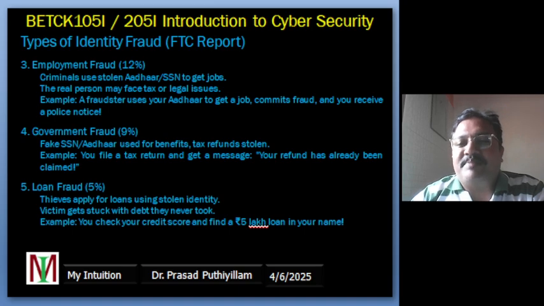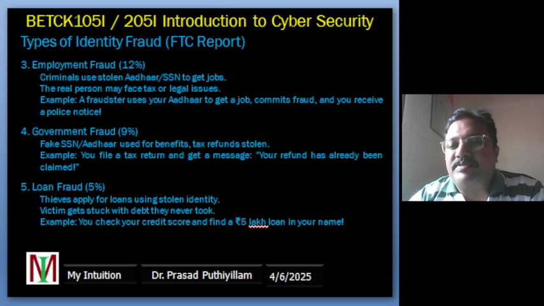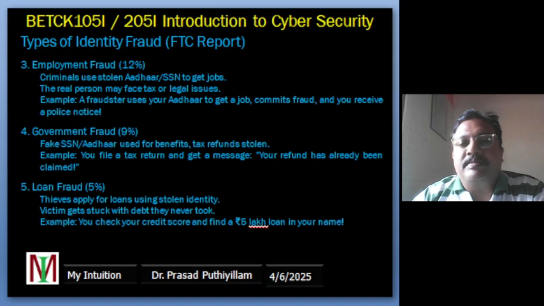There are government frauds, which are around 9 percent. Again, a fake social security number or other card is used to get government benefits. Tax fraud: the criminals file fake tax returns to steal refunds, or any amount that should be available for a victim can be stolen by a hacker.